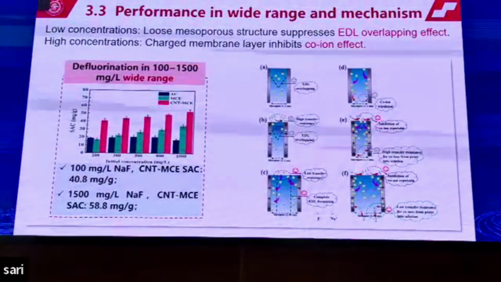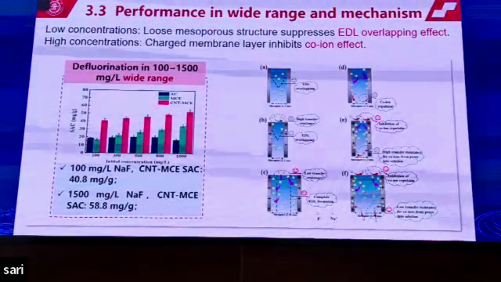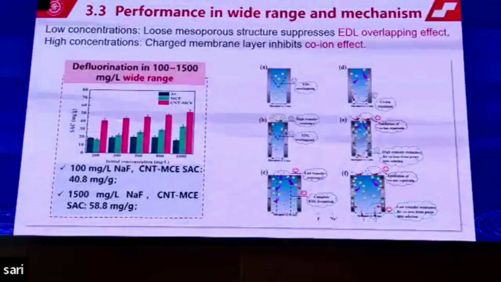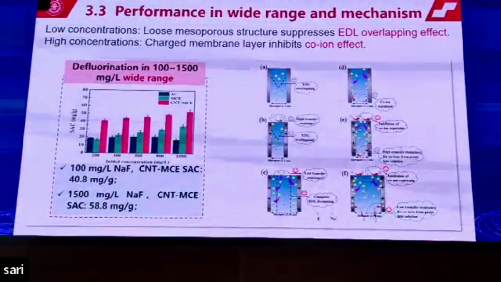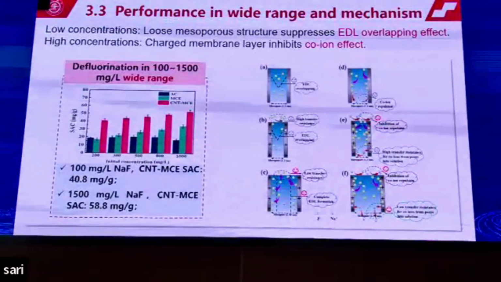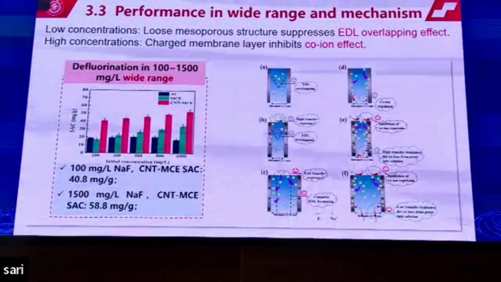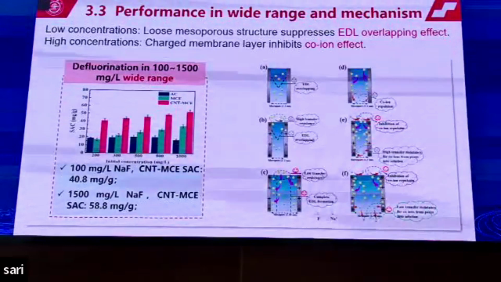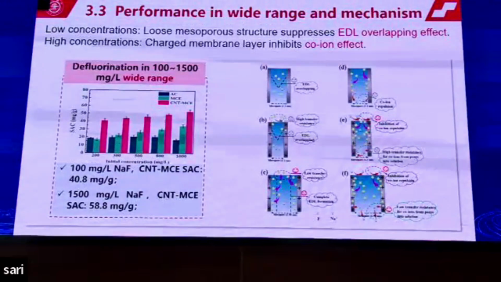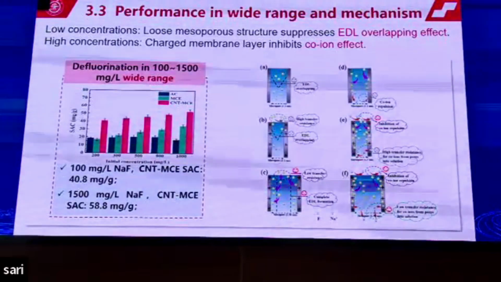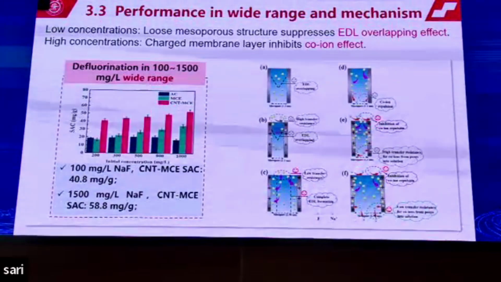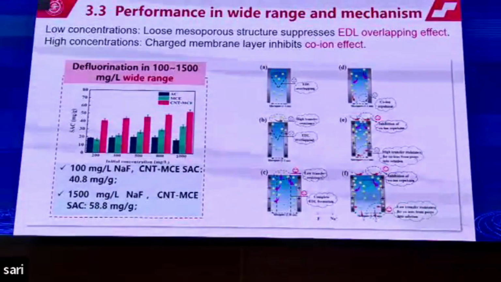ion separation from the low concentration to the higher concentration of fluoride. We can see when we compare with the AC and MCE, this CNT and MCE showed the highest SAC from 100 ppm to 1050 ppm. This was mainly because with this loose structure, we can reduce the EDL overlapping effect. Besides, with this charged membrane layer, the co-ion effect also can be inhibited. In this way, we can achieve a wide range of use.